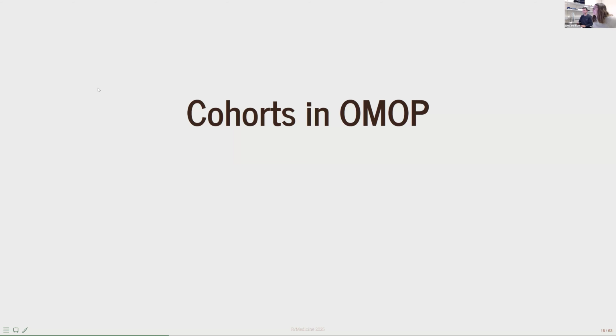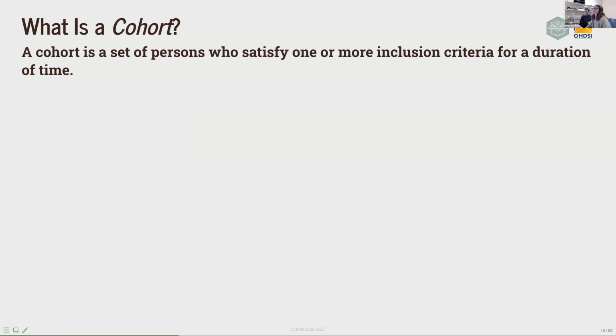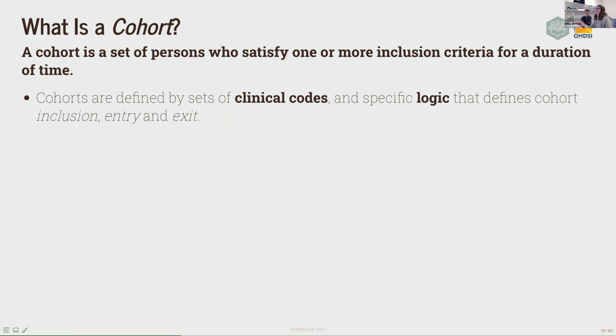Yeah, well, before going over to CohortConstructor, I'm going to start by explaining a bit how cohorts are defined when we work with OMOP. So the definition is: a cohort is a set of persons who satisfy one or more inclusion criteria for a duration of time, which means that a cohort is not only defined by a set of clinical codes, but it also has to have a specific logic that defines how people in the cohort will be included, will enter and exit the cohort.